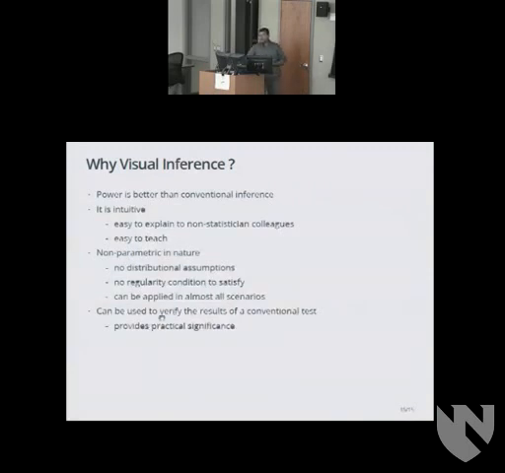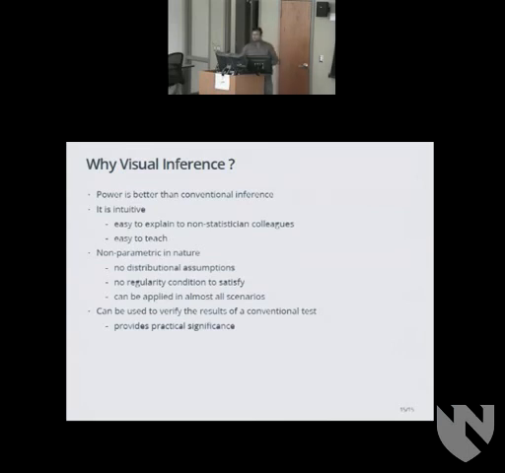Visual inference can be used to verify the results of a conventional test. Suppose you develop a testing procedure. You can verify whether your testing procedure is working in reality or not. Use visual inference to bolster your result. When you are submitting a report or a paper, you use visual inference to bolster your result. A lot of researchers are now doing that.